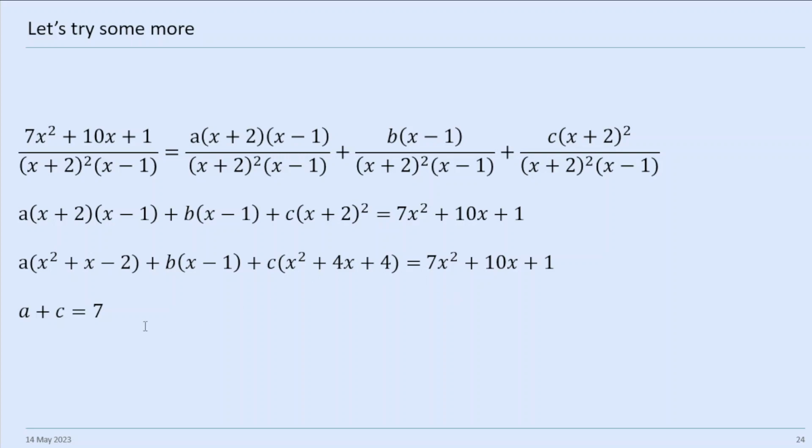And then, firstly, we've got to equalize the coefficients of x squared. So we've got a plus c x squared on the left, and 7x squared on the right, so a plus c is 7. Then we make equal the coefficients of x, so we've got ax here, bx there, and 4cx here. So a plus b plus 4c equals 10. Then we've got to equalize the constants, so minus 2a minus b plus 4c equals 1.